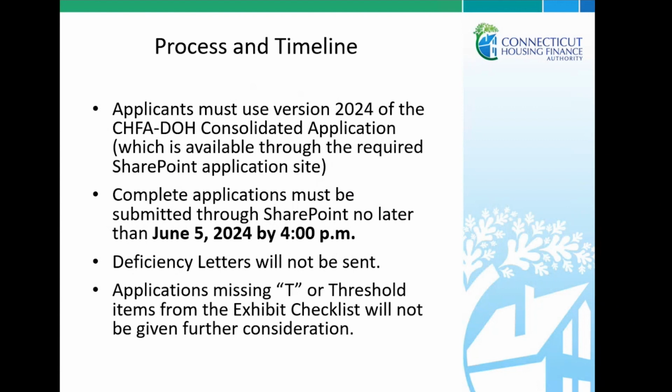So applicants must use the 2024 version of the Consolidated Application, which is on the website. Completed applications must be submitted through SharePoint no later than June 5th, 2024 by 4 p.m. Deficiency letters will not be sent, and applications missing threshold items from the exhibit checklist will not be given further consideration. So make sure all the threshold items are submitted before you submit, because you won't have another chance after June 5th at 4 p.m.